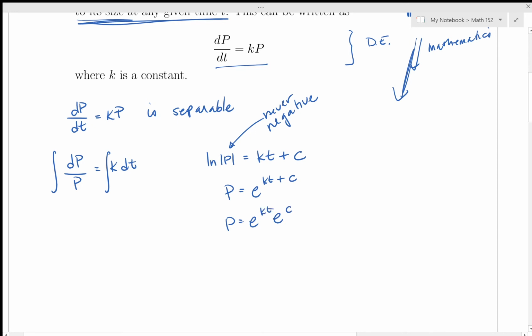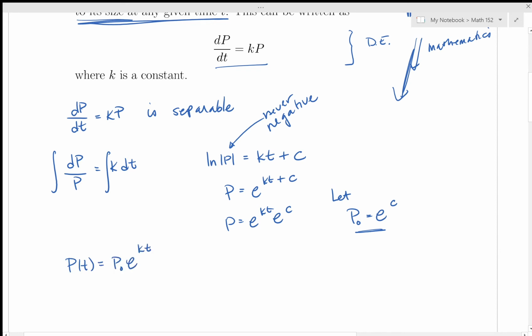And then I'm going to rename P naught to be equal to e to the c. You'll see why I picked P naught as a name, but I'm just renaming that constant. And so that's like a let statement: let P naught be equal to e to the c. And then I'll rewrite the solution to my differential equation. P equals P naught e to the kt.